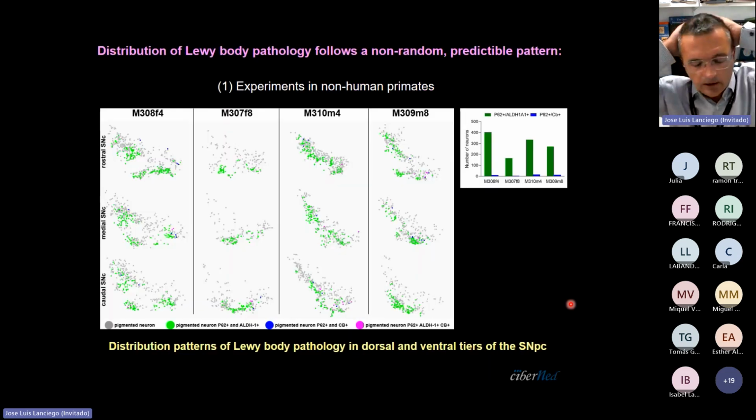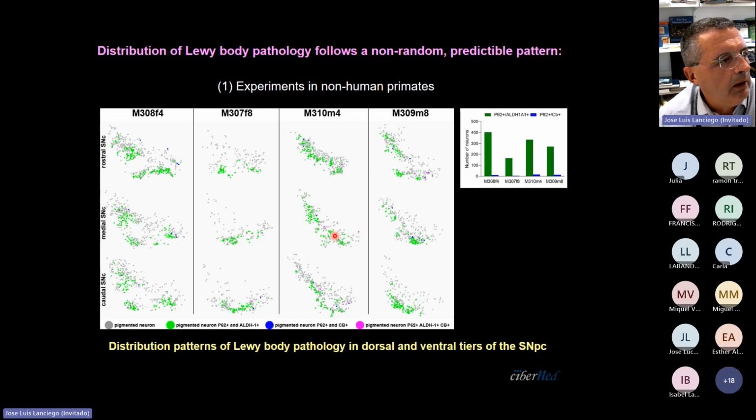Okay, so what else? This is something we have not discussed before. At the beginning, we had a feeling that we were able to see more and more Lewy bodies in the ventral part of the substantia nigra compared to the dorsal part of the substantia nigra. At the beginning, it was nothing but a feeling. However, Julia spent a considerable amount of time trying to locate the right position for every single neuron that is pigmented with Lewy bodies.